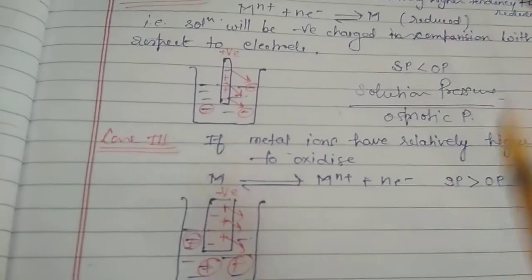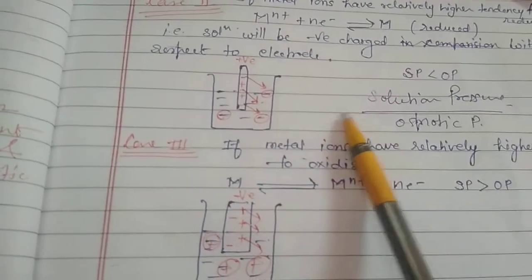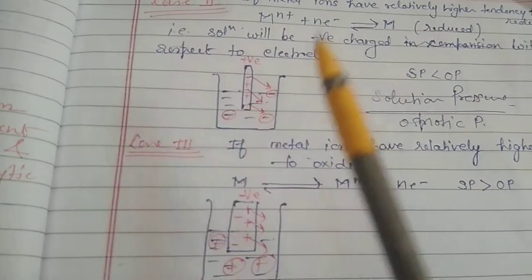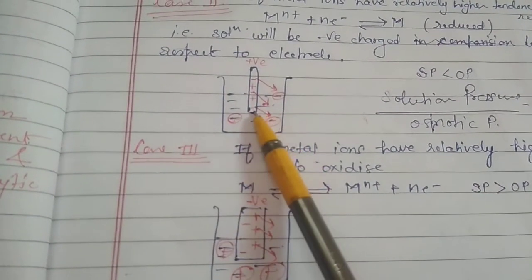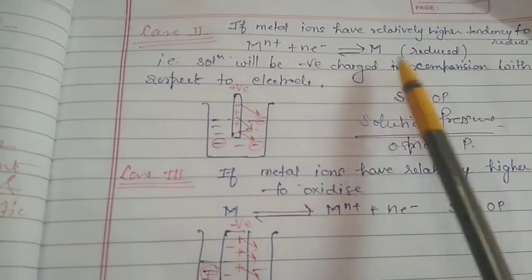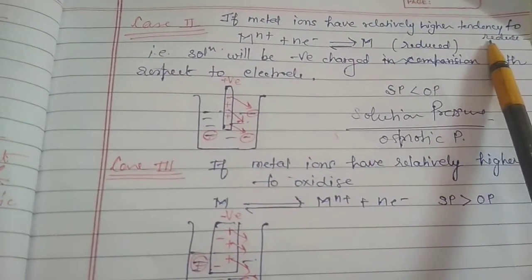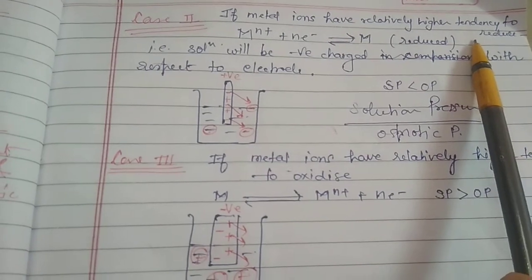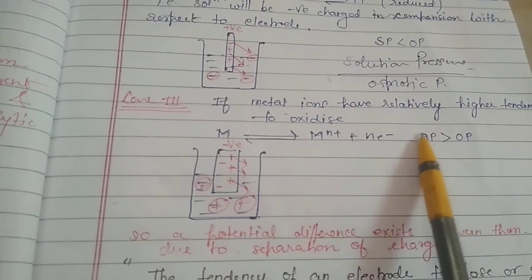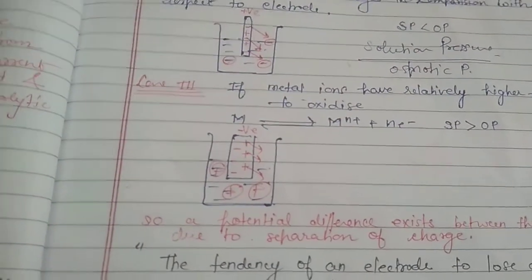While, as I have told you, the osmotic pressure is the tendency of the metal ion to get reduced. It means osmotic pressure is more, and that's why the metal ion moves towards the electrode and gets reduced. So a higher tendency to get reduced means osmotic pressure is more, and a higher tendency to get oxidized means solution pressure is more than the osmotic pressure.